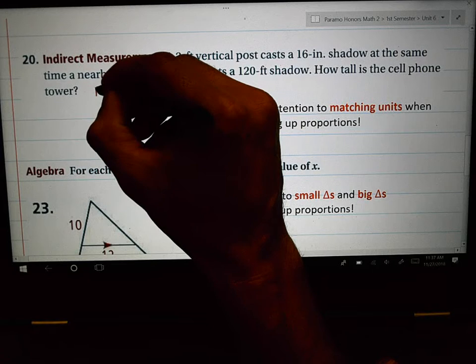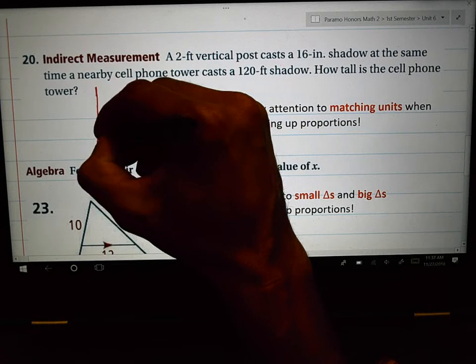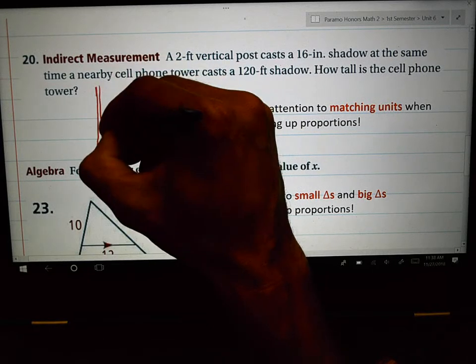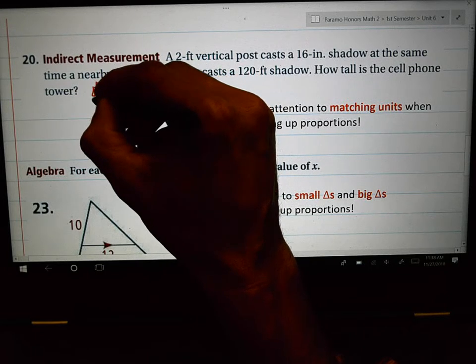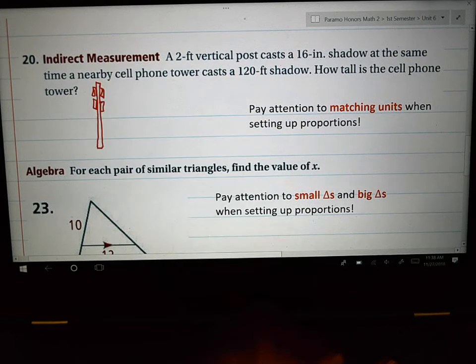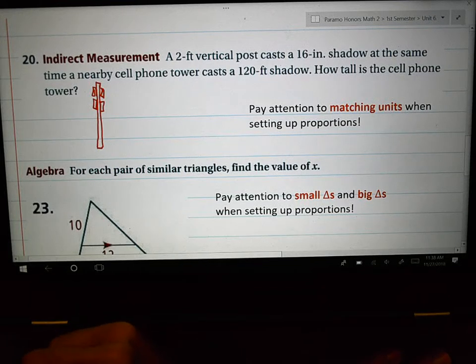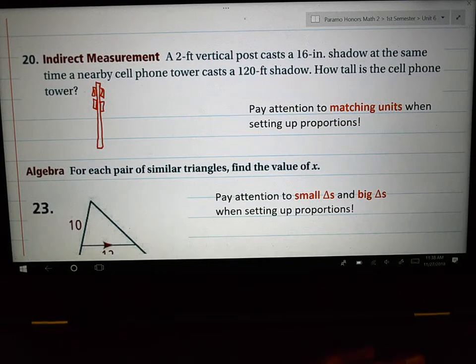Okay, so let's go and do a cell phone tower. That's the best I can do for a cell phone tower. It looks something like that. You may have seen them. They now disguise them as palm trees and other things too. They try to make it blend in and make it look more natural.